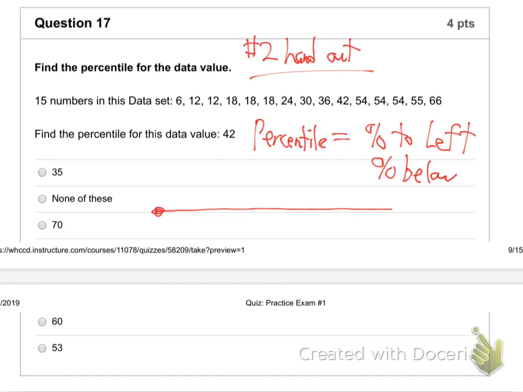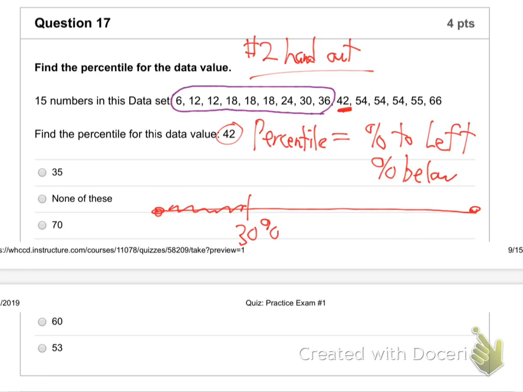If you're in a big lineup and you're right here at the 30% point, that means 30% is before you, to the left. If you're 30% along the way, that means 30% is to the left of you, below you. That's what percentile means. So for 42, where's 42? Right here. What percent are below it? Well, all these numbers are data values below the 42.